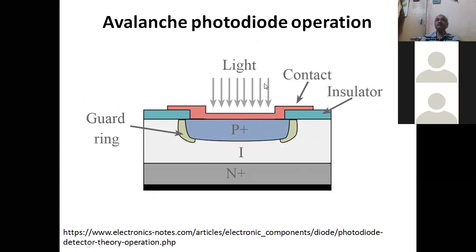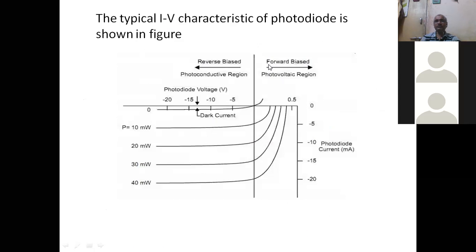And why do we require a large width of depletion layer? Let us see how this PN junction works.